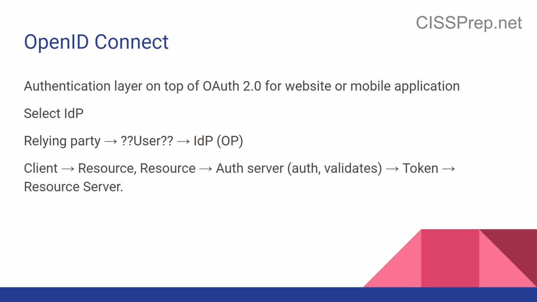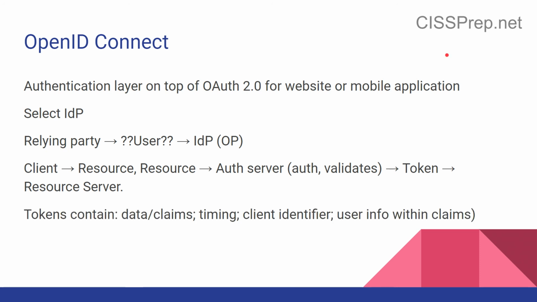Client requests access to a resource. The request goes to an authorization server. The authorization server authenticates the resource owner, validates the request, gets authorization from the owner, and then relays a token to the resource server. ID tokens have the following elements.